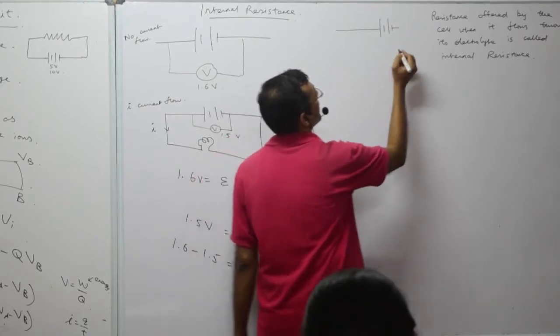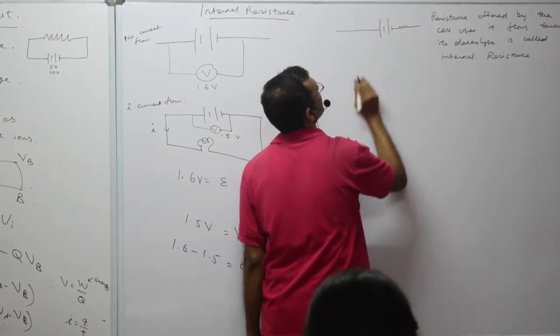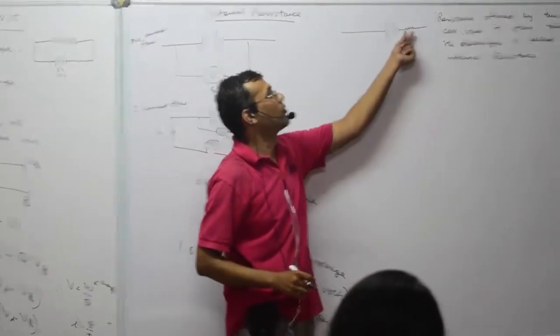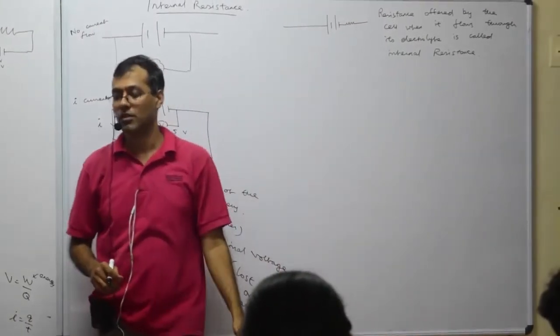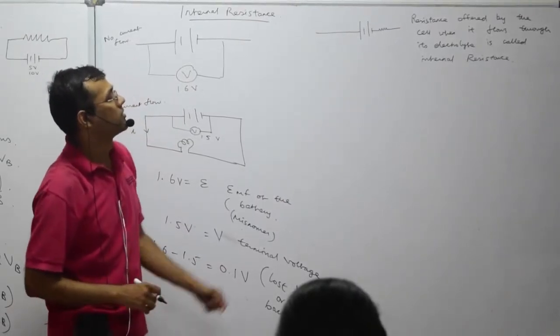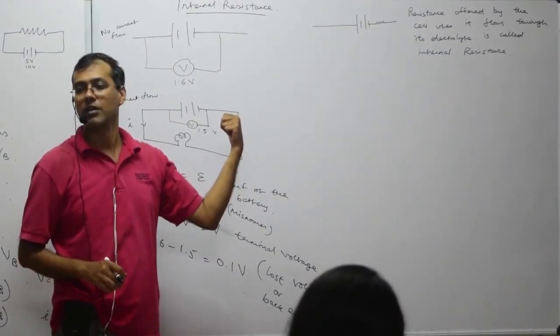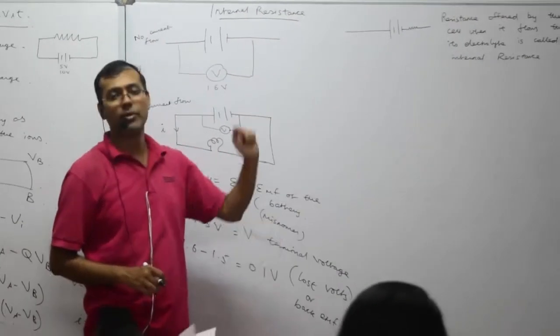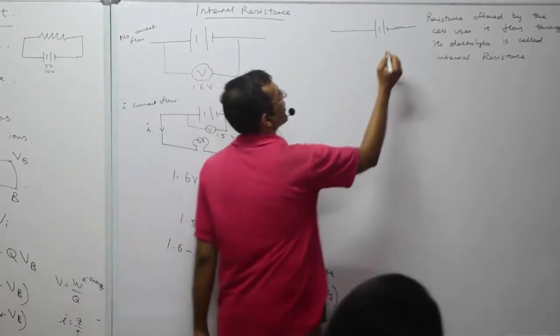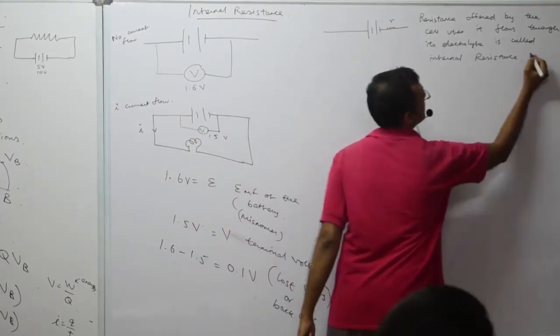Generally speaking, we represent it like this. Just near to the battery, if I show a small resistance, it is actually internal resistance. Even though the resistance is inside the battery, just for showing it in the diagram, we show it just near to the battery. So we represent it as r, internal resistance r.